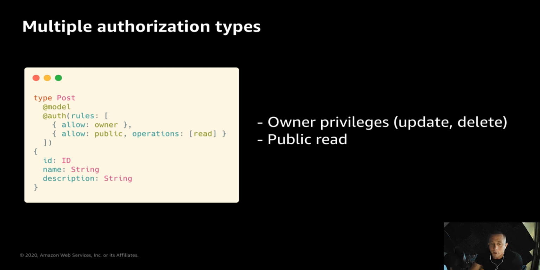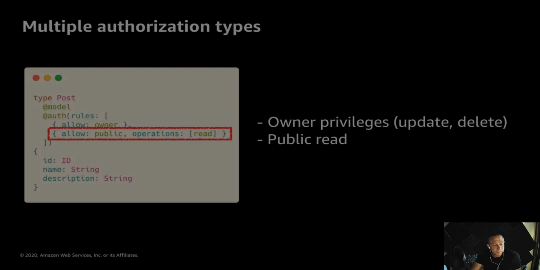So to do that, we set up two roles on our post type. We have the allow owner role, and this is what gives the owner privilege. And then we add another role that we call public, and we pass in the array of operations that we want public to be able to do. And in this example, we just want them to be able to read. So that's a common scenario.